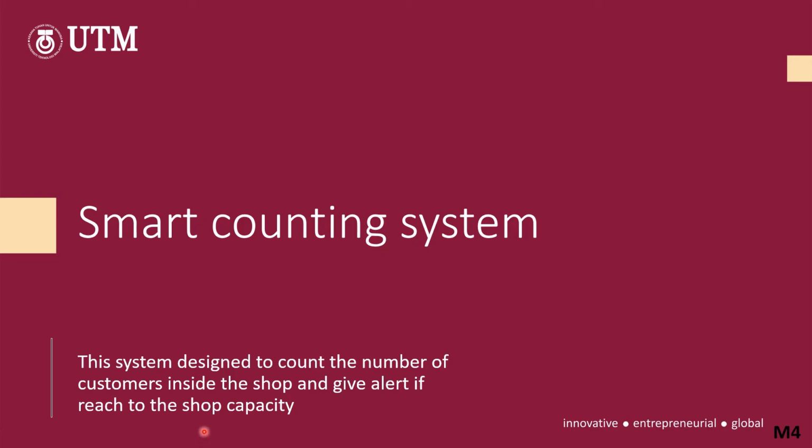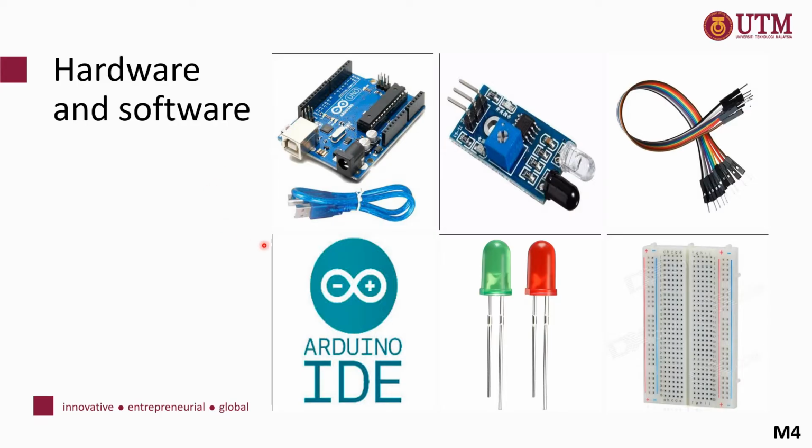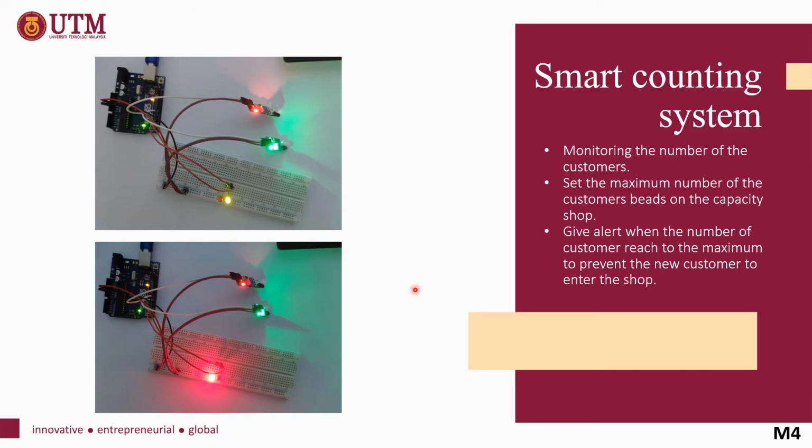Hi everyone, my name is Yunus and I'll explain about the smart counting system. As you can see, this is the hardware component and this is the software component. We use Arduino IDE. The main idea of the system is that it will count the customers who enter the shop and give an alert if the number of customers in the shop reaches the maximum.